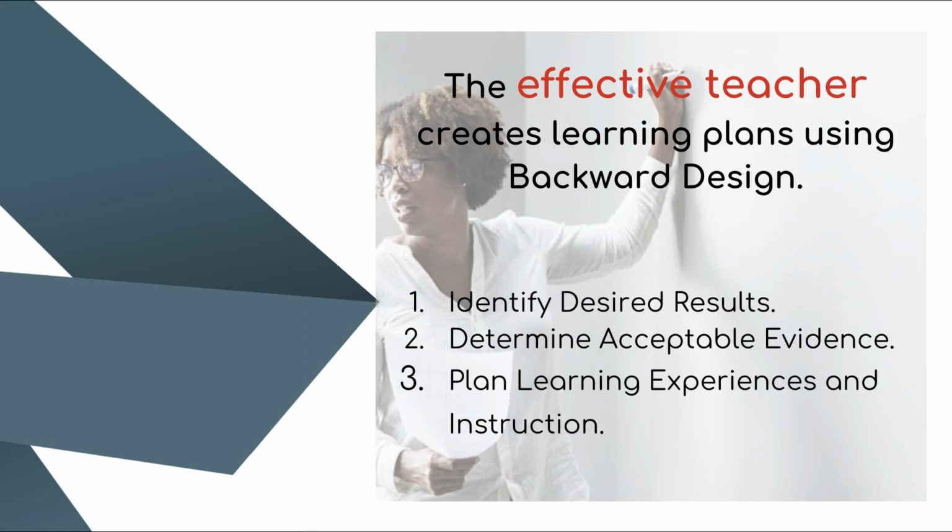Effective teachers begin with the end in mind and create lessons using backwards design. The backwards design process includes these 3 steps. Step 1, identify desired results. What do you want your students to know and be able to do? These are your lesson objectives. Step 2, determine acceptable evidence. This would be the tests used to assess student performance. Finally, step 3, plan learning experiences and instruction. What activities, materials, and resources will be used to help the student learn and reach the desired results.